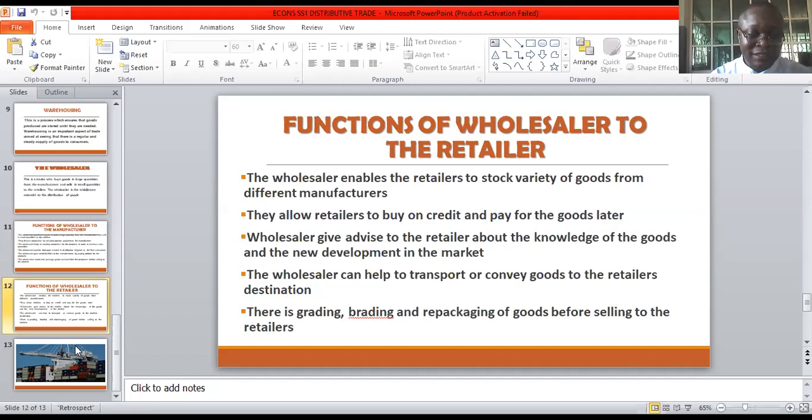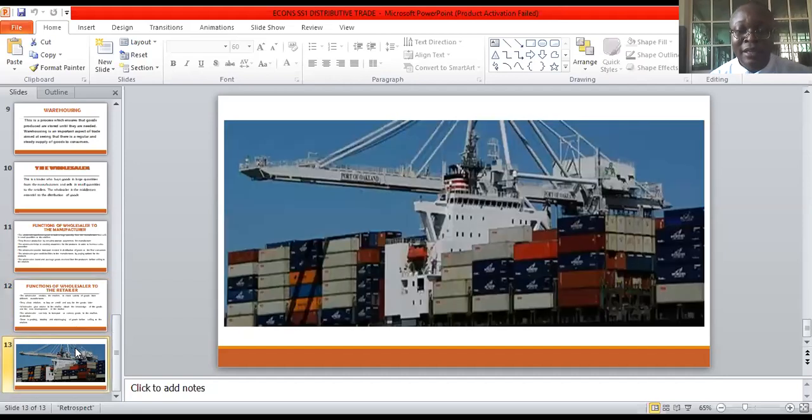Then the one on the screen here, you can see it on the screen. This is one of the means of distribution of goods, which you can use in the port to convey goods from one place to another.